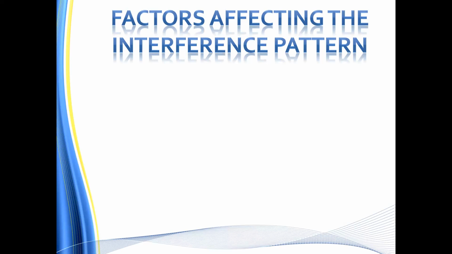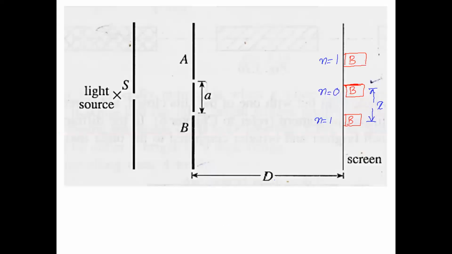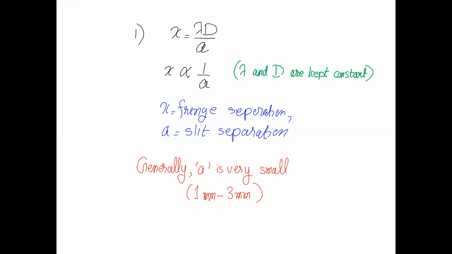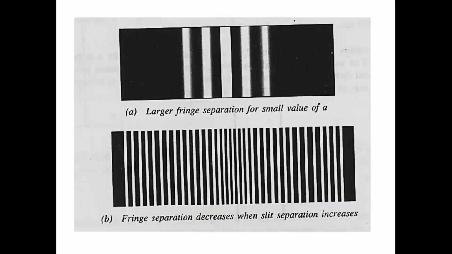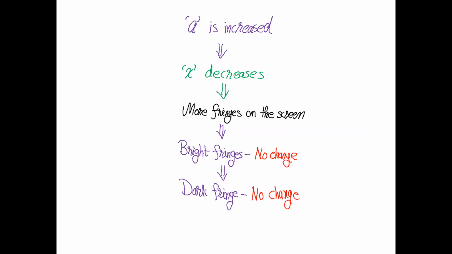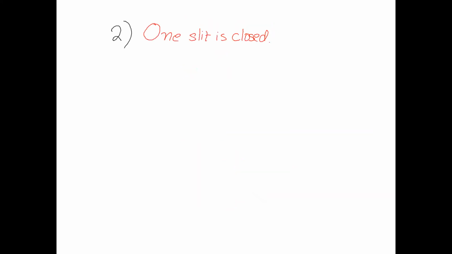Factors affecting the interference pattern. Look at this diagram a third time. The first factor is here. If I keep lambda and D constant, x and a are inversely proportional. So if we alter the slit separation, the fringe separation changes inversely. Normally a is very small. Now look at this idea: when the value of a is small, fringes are far apart. When a is increased, fringes come closer. So when a is increased, x decreases. So we can use this formula.